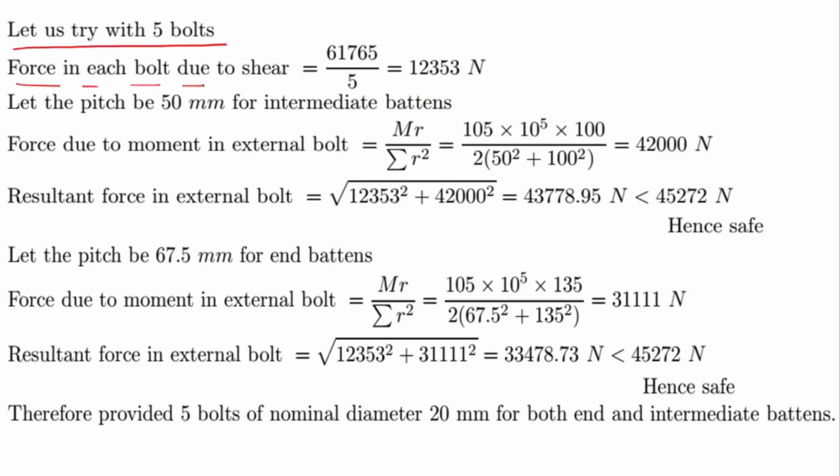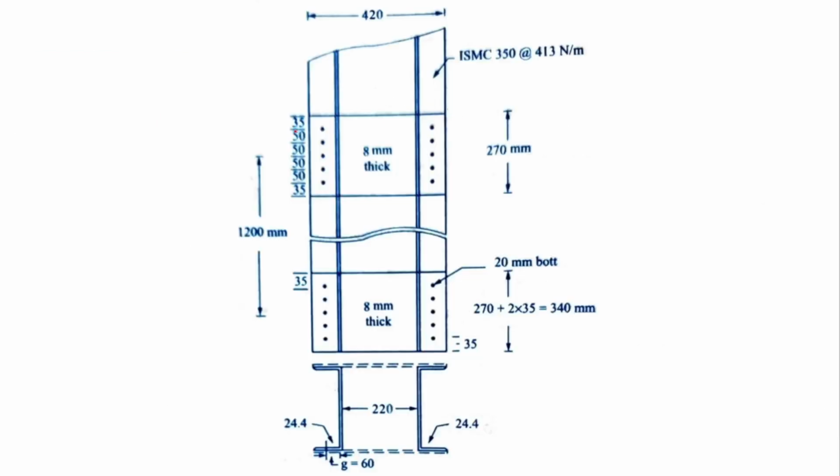Force in each bolt due to shear is the total transverse shear divided by 5. It is 12,353 Newton. Let the pitch be 50 mm for intermediate battens. So if you see the figure, this is 50 mm.